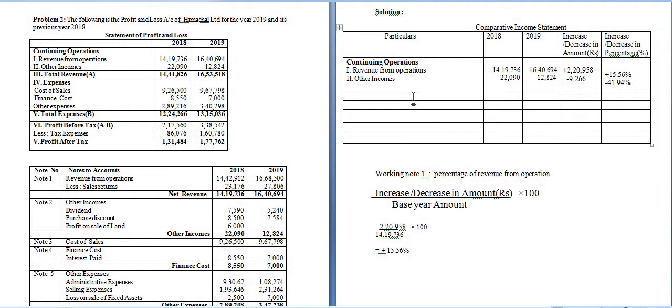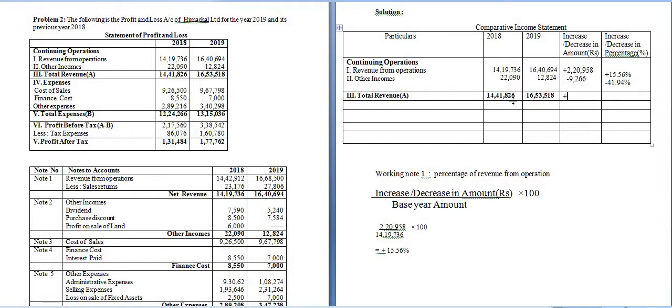Now next one is total revenue. How much is the amount of total revenue? 14,19,736 plus 22,090 rupees, which is equal to 14,41,826 in the year 2018, and in the year 2019, 16,53,518. Now next is the comparison, whether the amount is increased or decreased.